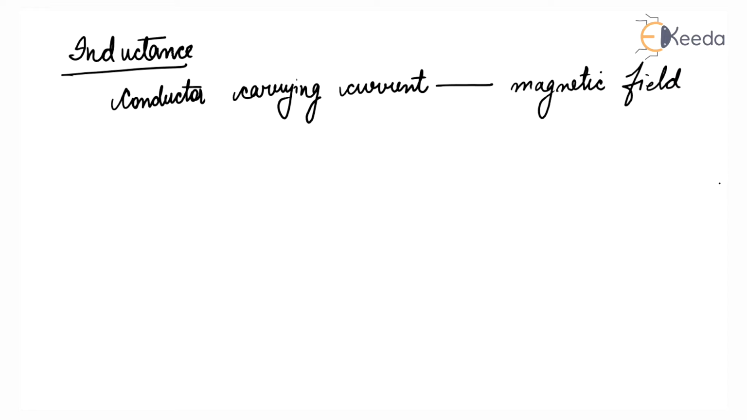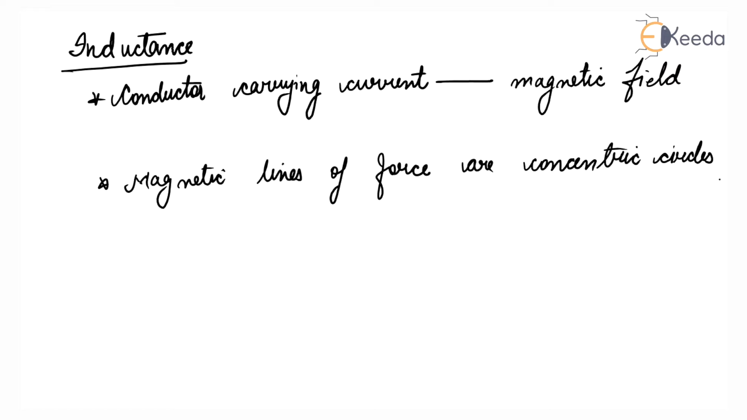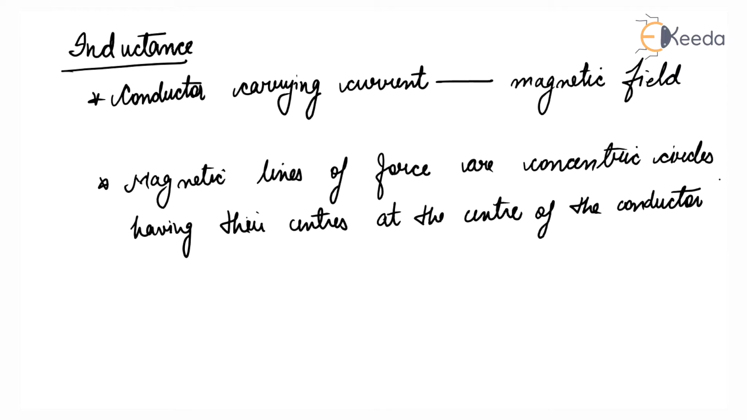I already told you that a conductor carrying current has a magnetic field around it. Magnetic lines of force are concentric circles having their centers at the center of the conductor, and they are arranged in planes perpendicular to the conductor.